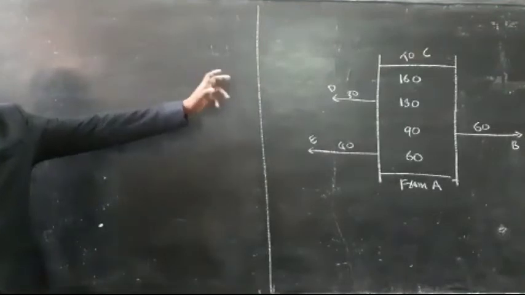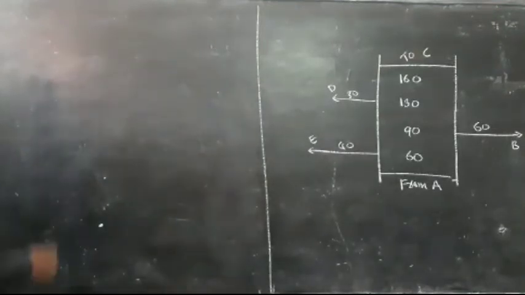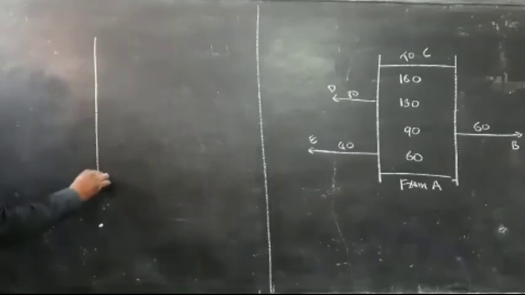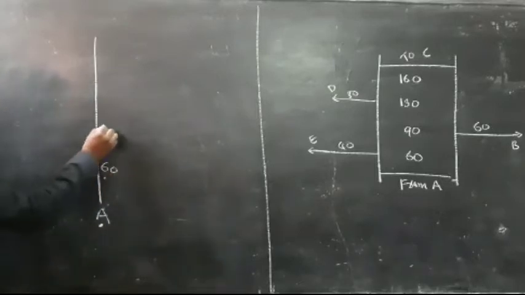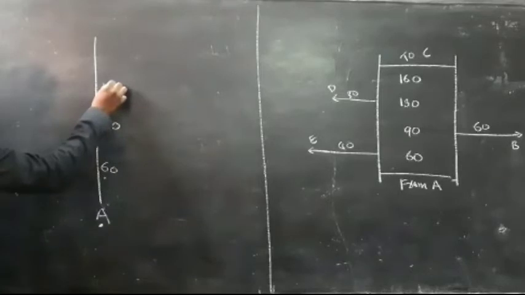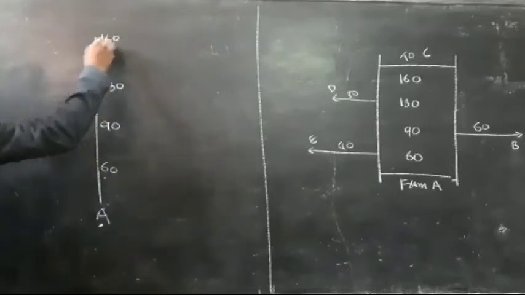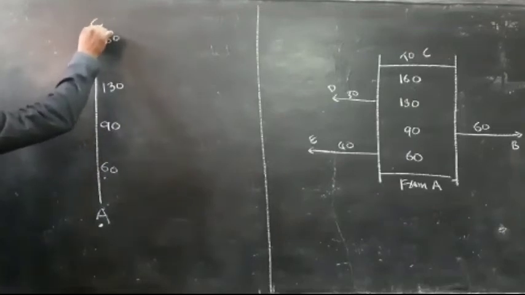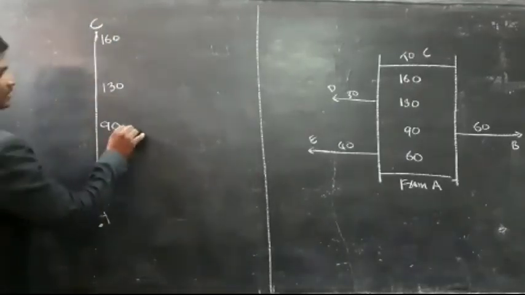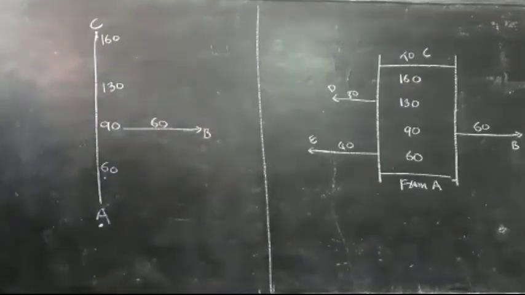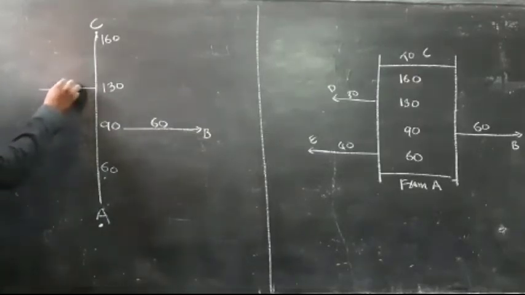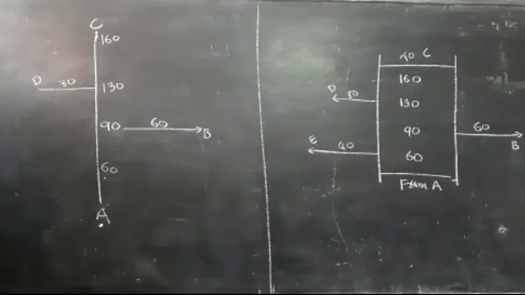By using the measurements, draw the sketch of the land. It starts from A, and here 60, up to here 60, then 90, then 130, then 160. So the end point is C. Next side, this is 60 to B. Next from 130, it is 30 to D. Next from 60, 40 to E. Now join the edges.